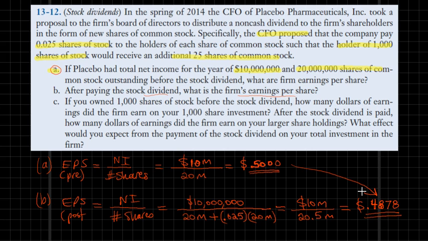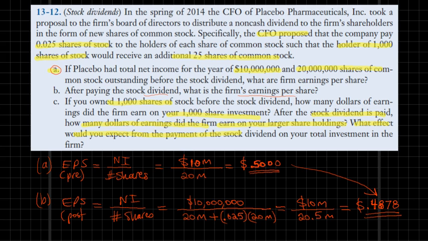And finally, in part C, you currently own 1,000 shares before the stock dividend. How many dollars of earnings did the firm earn on your 1,000 shares outstanding? Once you calculate that, after the stock dividend is paid, how many dollars of earnings did the company earn on your larger shareholdings? And finally, what effect would you expect from the payment of the stock dividend on your total investment in the firm? Would it make any difference?